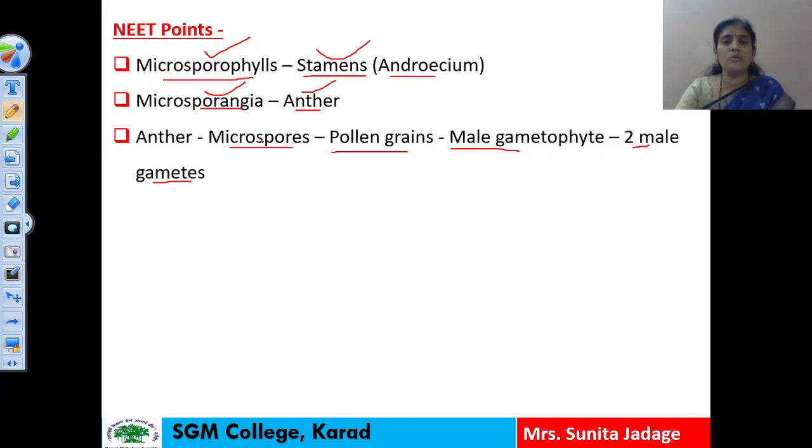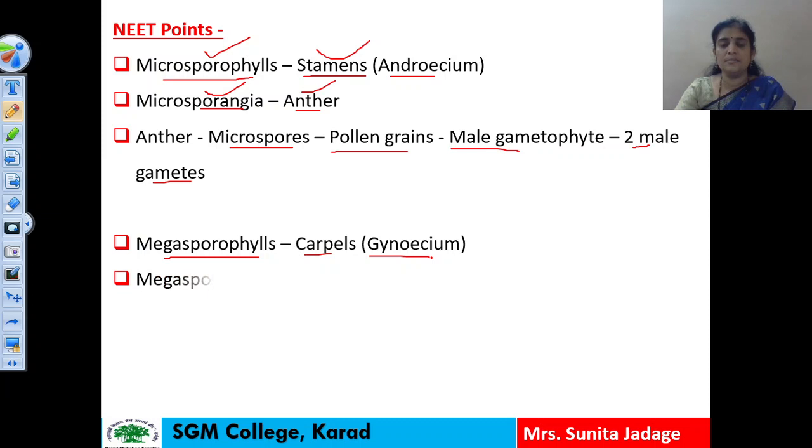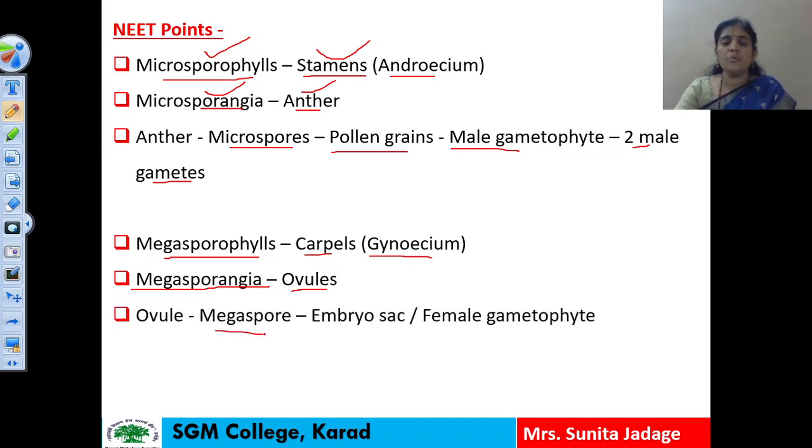This is about the androecium or the male part. Likewise here megasporophylls are known as carpels or gynoecium, and inside this gynoecium ovules are there, which are known as megasporangia. These are the related terms, and inside the ovule a megaspore is there, from which embryo sac or female gametophyte development is taking place.